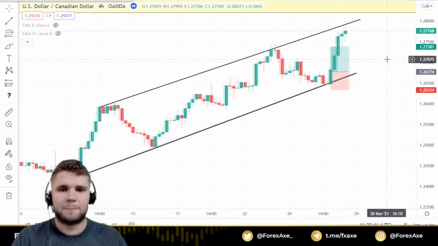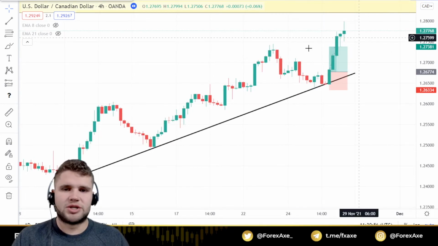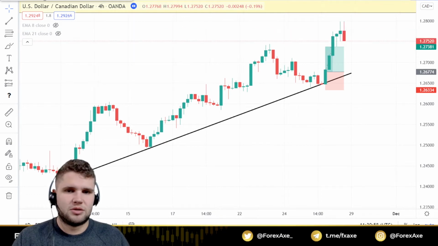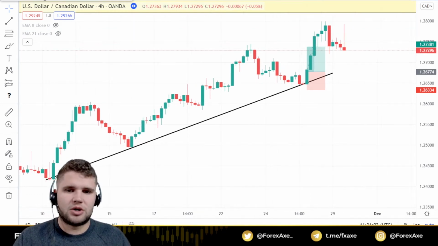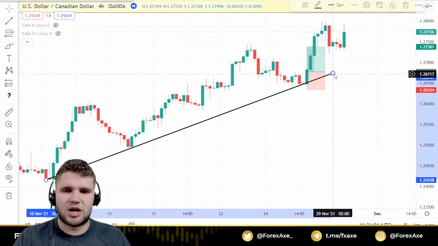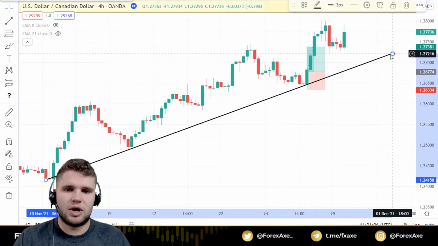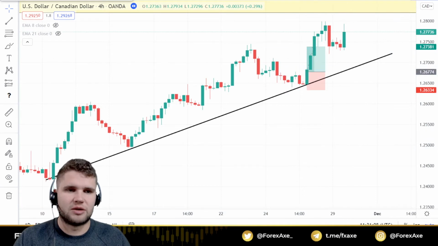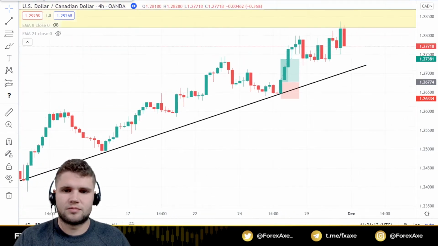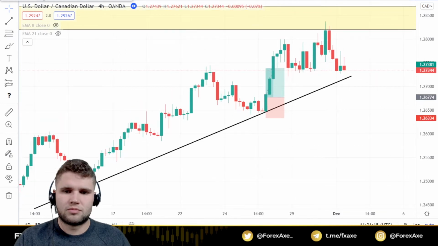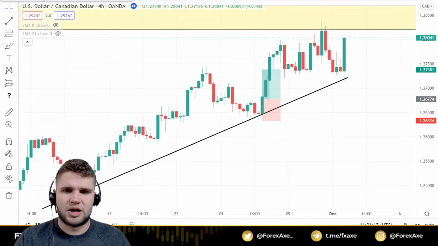So guys, now what we want to do is identify the second trade that we're going to take on this pair. So we are going to extend this line once again, and we are going to wait to see if price comes down to touch this trend. And there we go. Wow.